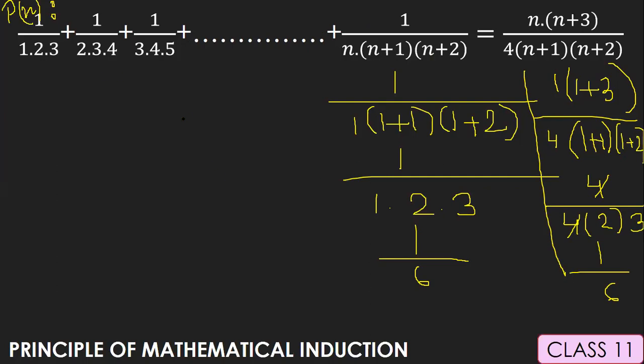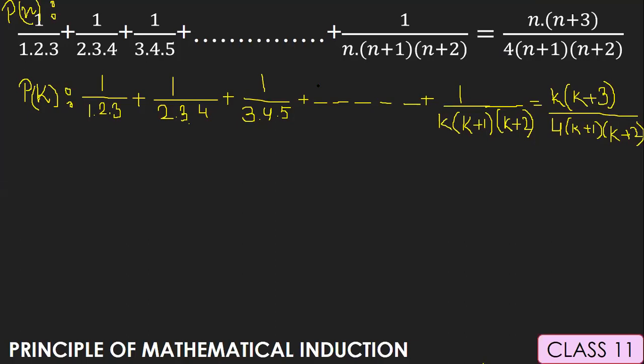Now let us assume that it is true for n is equal to k. So our Pk would be 1 divided by 1 dot 2 dot 3 plus 1 divided by 2 dot 3 dot 4 plus 1 divided by 3 dot 4 dot 5. Here dot means multiply. So we are multiplying. The first fraction would be 1 dot 2 dot 3. That means 1 multiplied by 2 multiplied by 3.